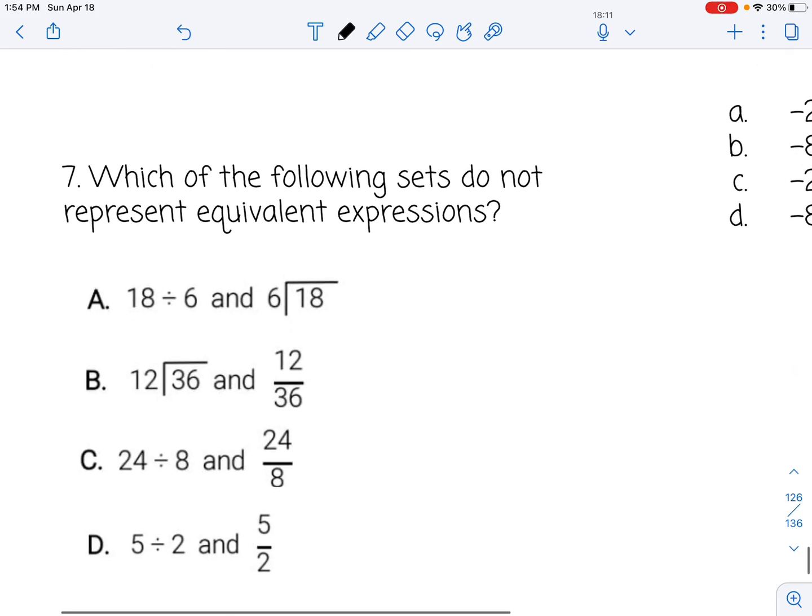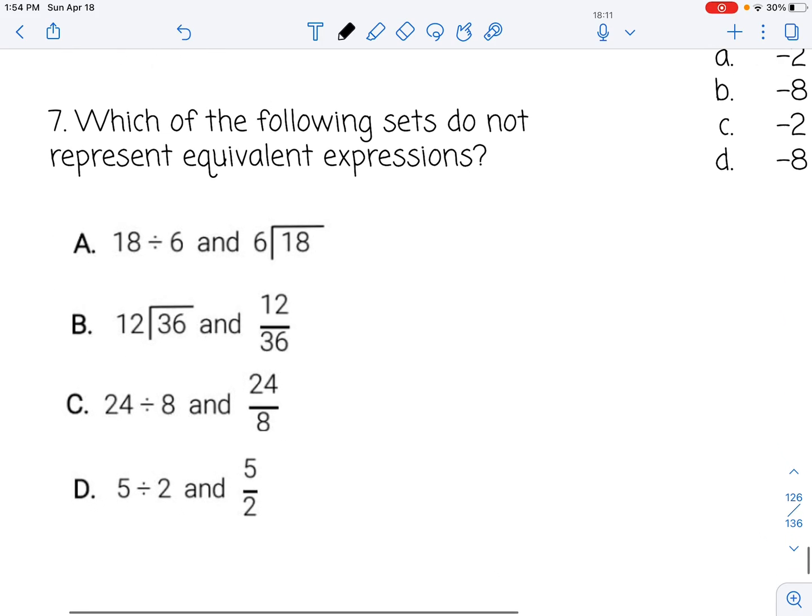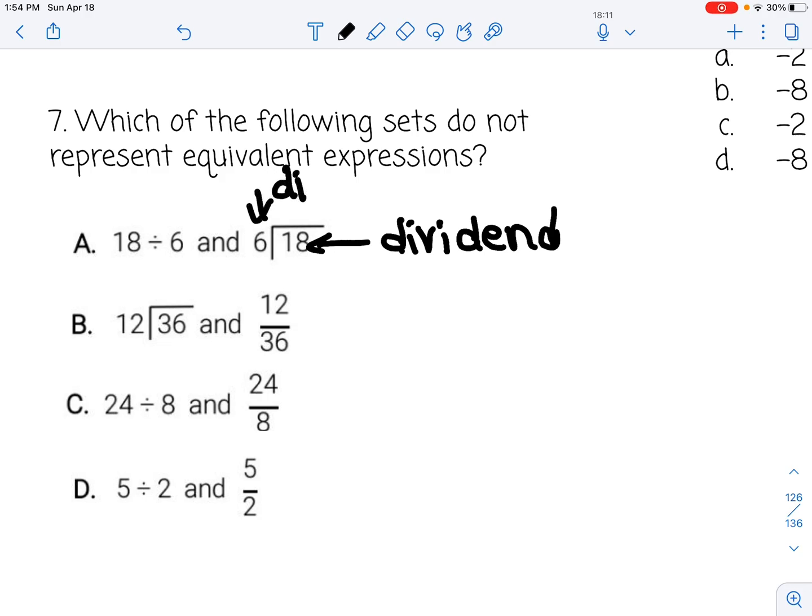All right, number 7. Which of the following sets do not represent equivalent expressions? Okay, this is your multiple representation of division. So if we remember correctly, this is our dividend, and this is our divisor.